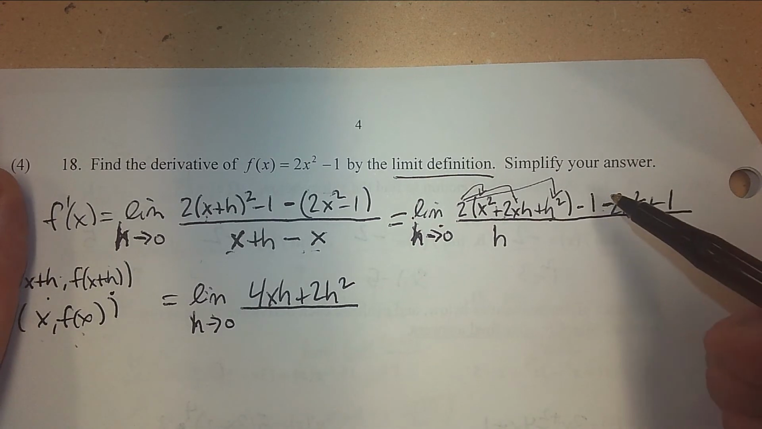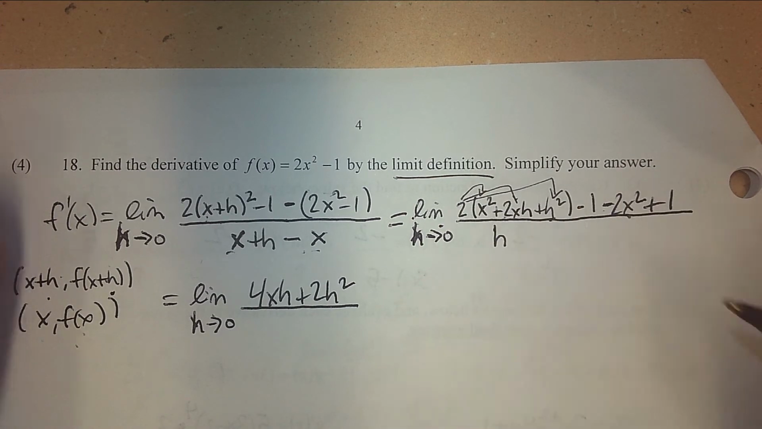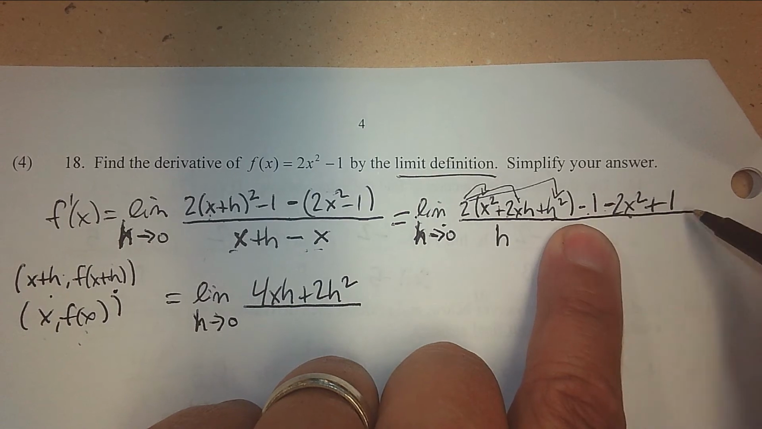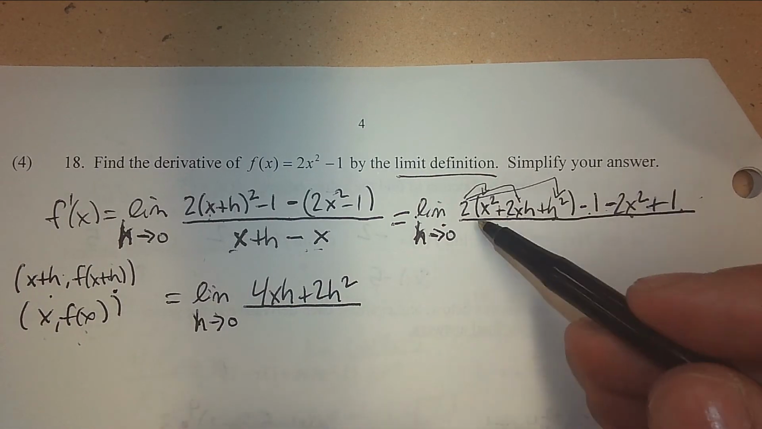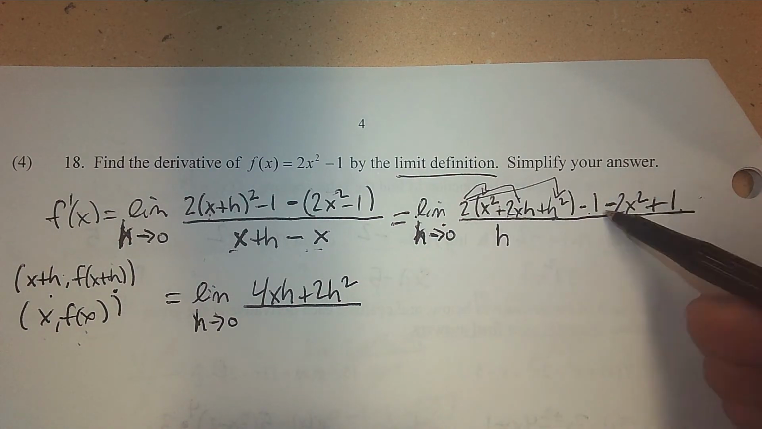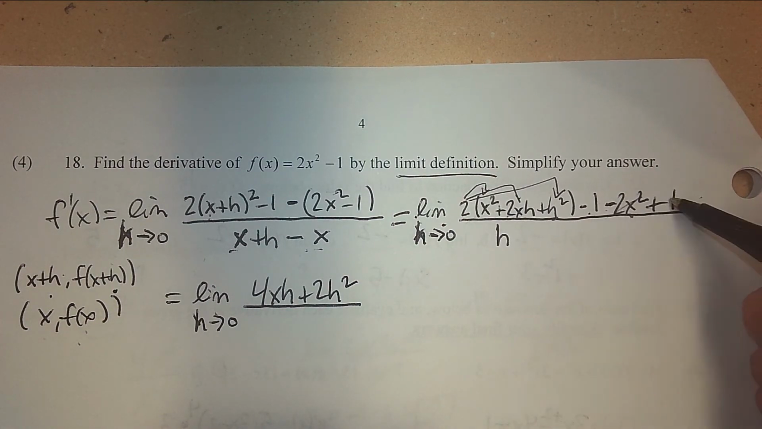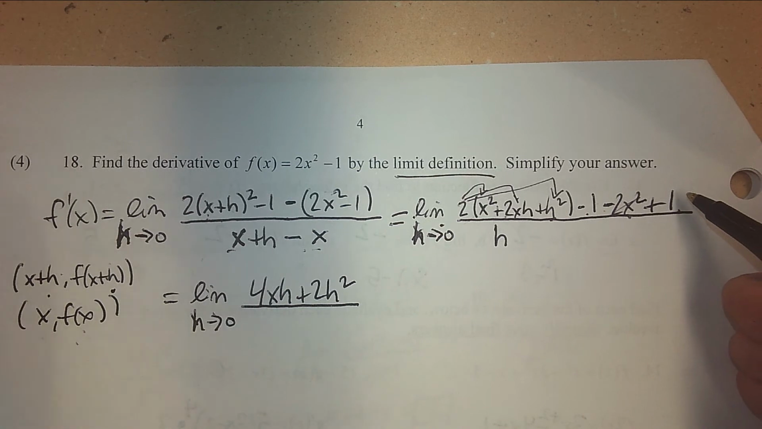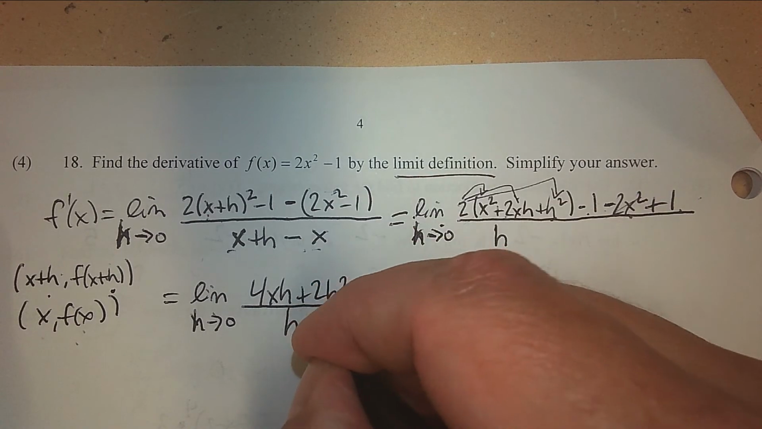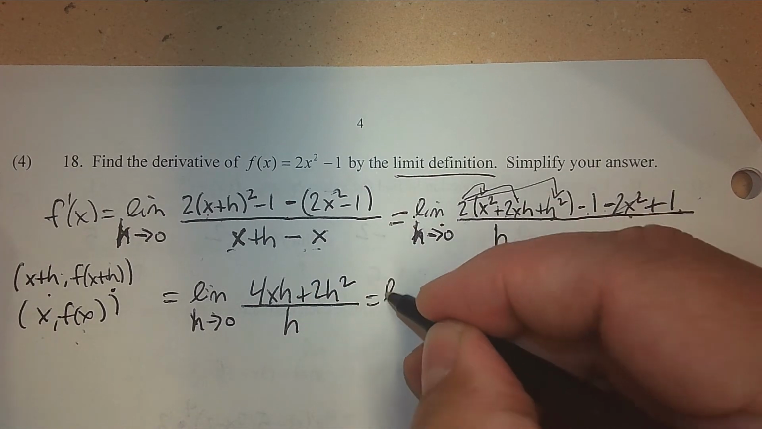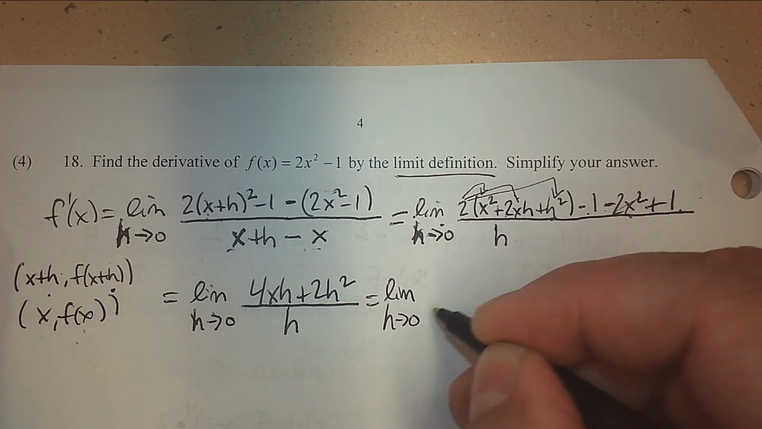Continue. Now the 2's we're done with. Now we have negative 1 plus 1. They cross out. So remember the negative 2x squared and the positive 2x squared, we already eliminated them. The negative 1 plus 1 eliminate. So what am I left after I distribute? Is 4xh and 2h squared. Notice I still need to write down the limit. I can't do that substitution.